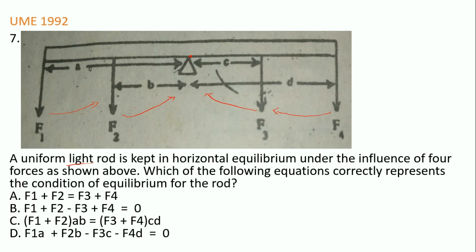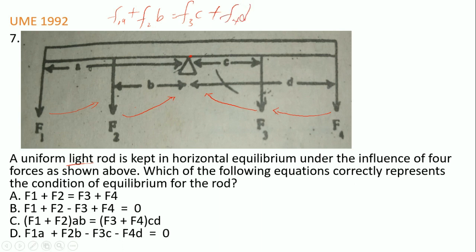So for that, we now have the sum of anti-clockwise moments. We have F sub 1 times A, the perpendicular distance is A, plus F sub 2, the perpendicular distance to that point is B, will be equal to the sum of clockwise moments. For clockwise moment, we've got F sub 3 times C, plus we've got F sub 4 times D.